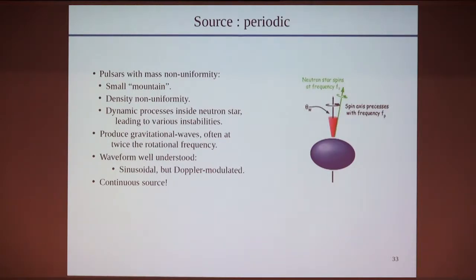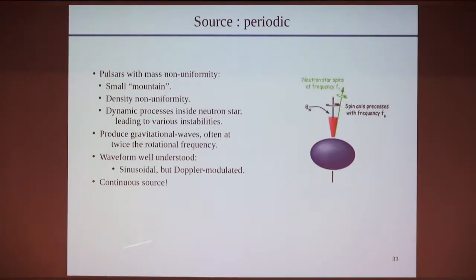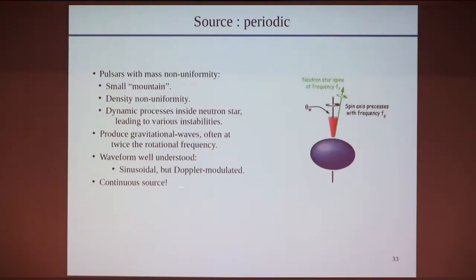So, periodic sources, as I was mentioning, are sources emitted by neutron stars that have a little bit of deformation at the surface. So the waveform is well understood. You just need to match a template. You don't know anything about the source, except for a few pulsars that we observe electromagnetically. In that case, you know the position in the sky, and sometimes you know the frequency.